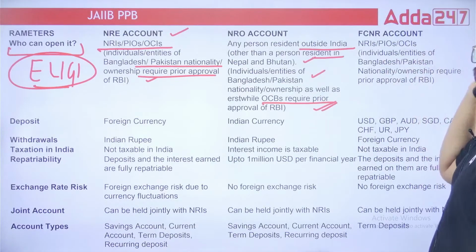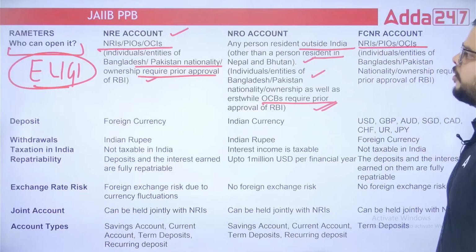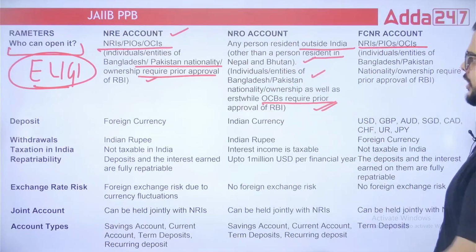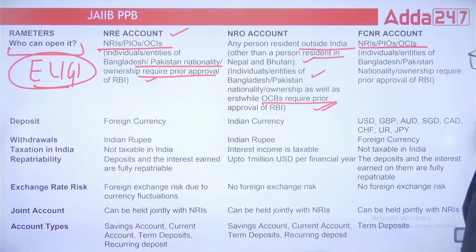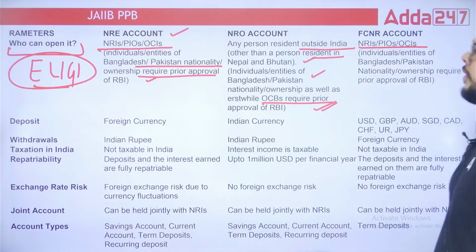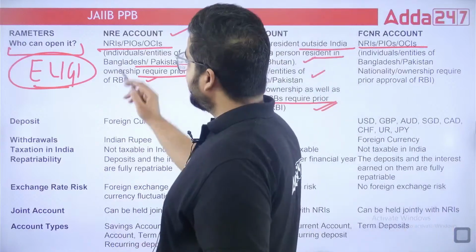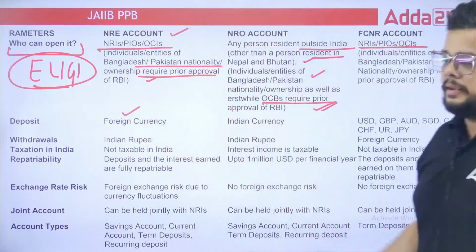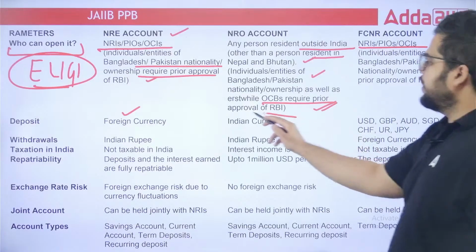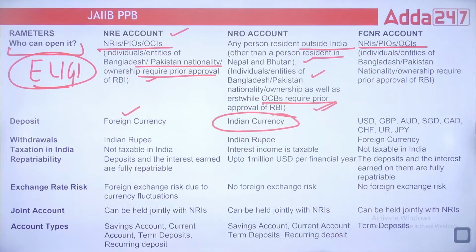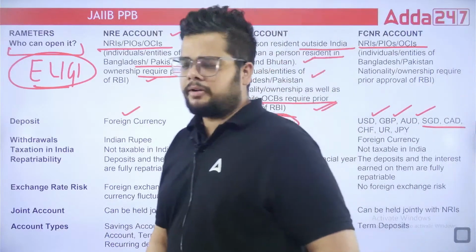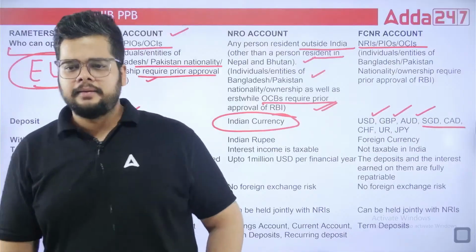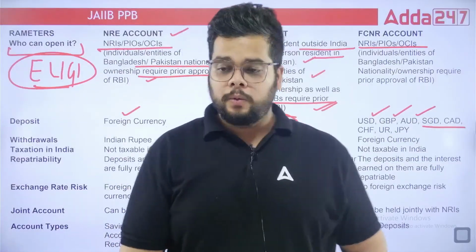Similar pattern for FCNR account is followed as of the NRE account. So same eligibility is there, nothing has changed for FCNR. When we talk about the deposit, what kind of deposit is there in NRE account? It is foreign currency. For your NRO, it will be Indian currency, and the FCNR account will be having the US dollar, then you have the pound, then Australian dollar, SGD, and so on. Japanese yen is also there. So a gamut of various currencies are there when we talk about the FCNR account.